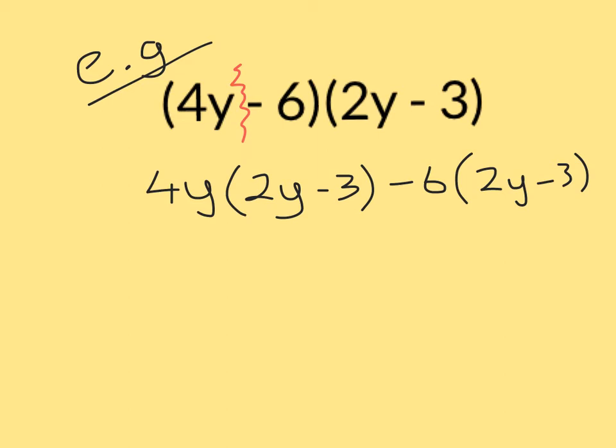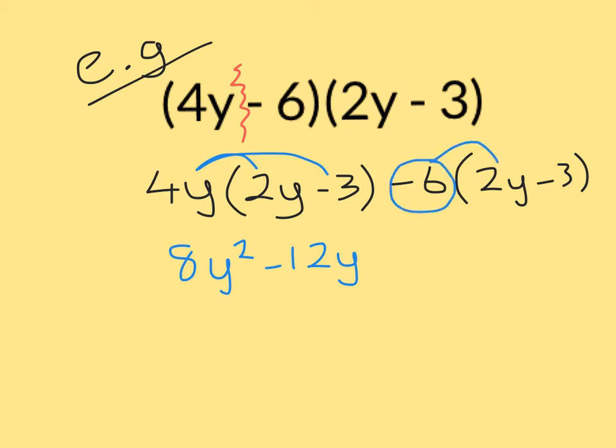So we have 4y by 2y, so 4 by 2 gives me 8, and y by y gives me y squared. Then we have 4y by minus 3, so that becomes minus 12y. I have, now this is important, I have minus 6 by 2y. So minus 6 by 2 gives me minus 12y. And then I have minus 6 by minus 3. Minus by minus gives me plus 18.